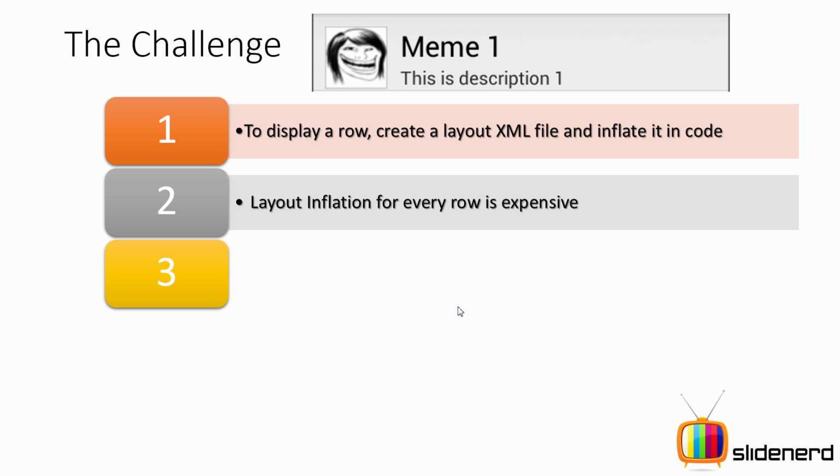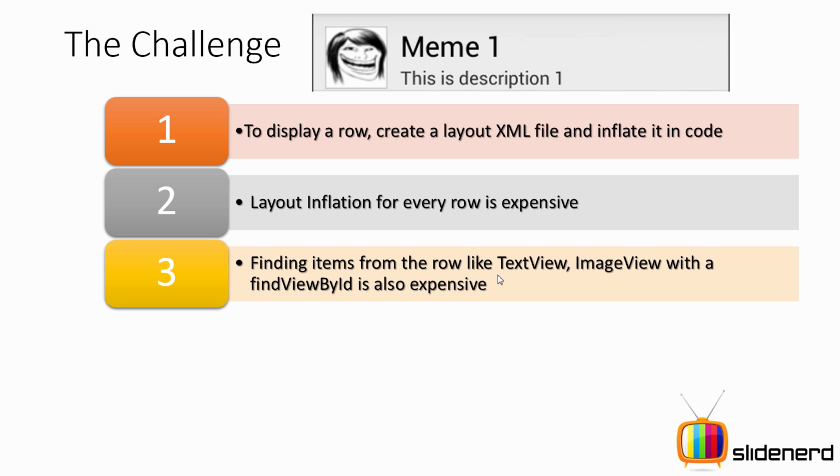And the third part is about how the items like text view and image view are going to get values. At this point, after you perform the layout inflation in step 2, what you basically have is a reference to your layout file. But you need to find this text view and this image view if you want to supply the proper values to them. And for that, you'll use the findViewById method, if you guys remember. But doing this every time is again pretty expensive.